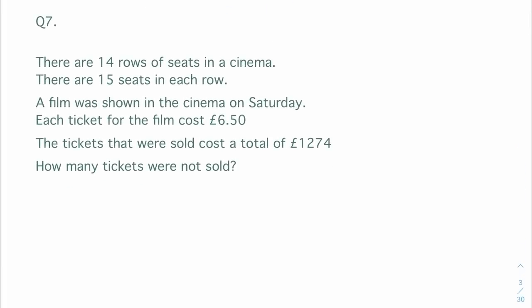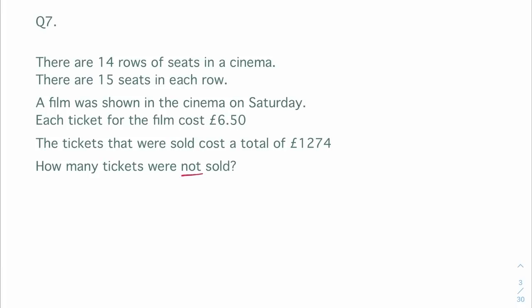This next question here, there are 14 rows of seats in a cinema and there are 15 seats in each row. A film was shown at the cinema on Saturday and each ticket cost £6.50. The tickets that were sold cost a total of £1,274. How many tickets were not sold?